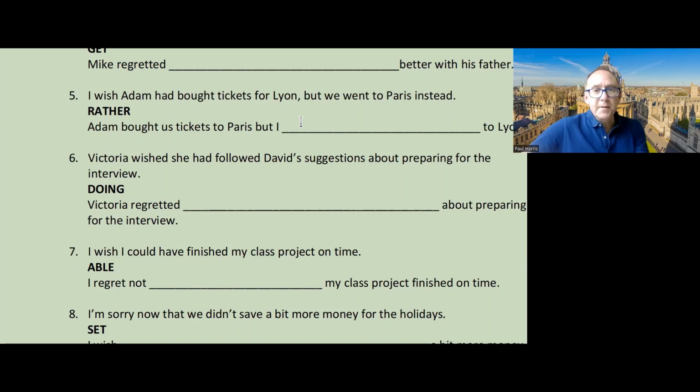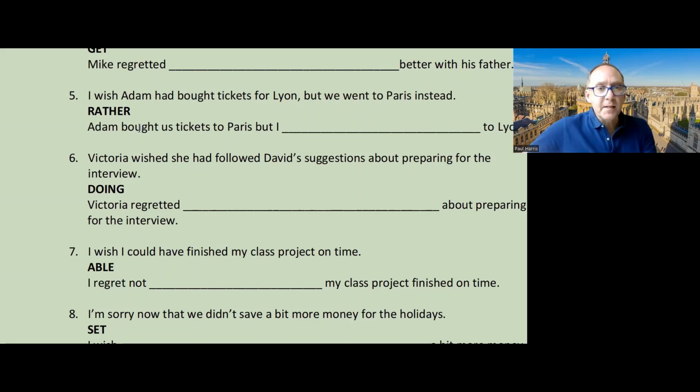And this time, it perhaps looks like we're not going to be using something with regret, but we've got to use something here with rather. Okay, we're definitely talking about the past tense, because we've got past perfect here, we've got past simple. So Adam bought us tickets to Paris. So what things do we have? This part here, we've got here at the top. So we know we're not having to talk about this. We have something here about Paris. So it's this part here about going to Lyon and that the tickets had not been bought. Essentially, this is what it says.